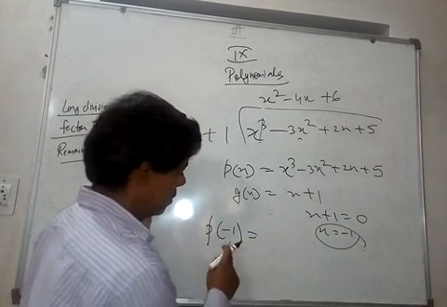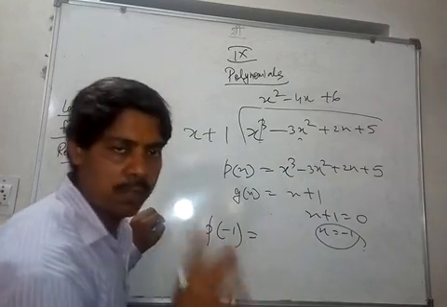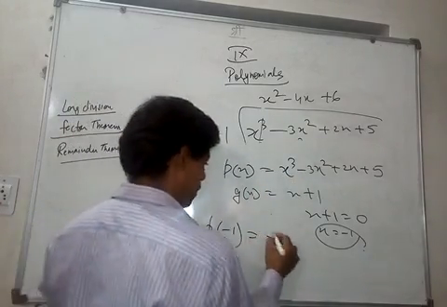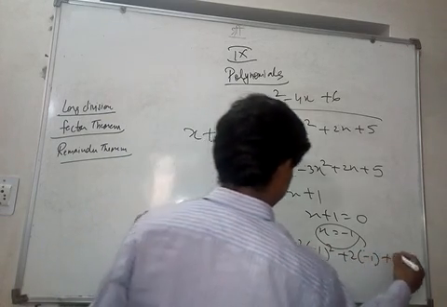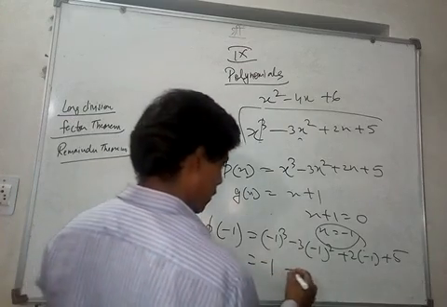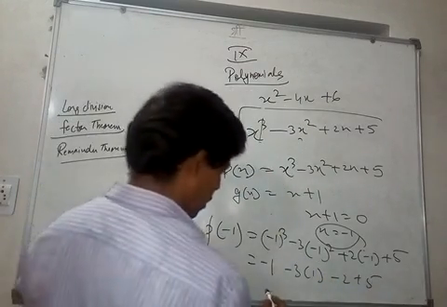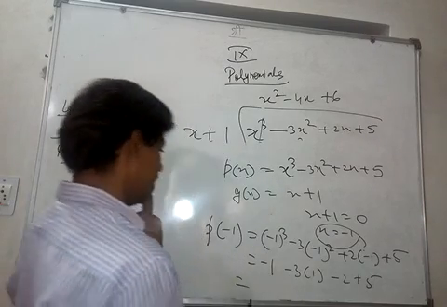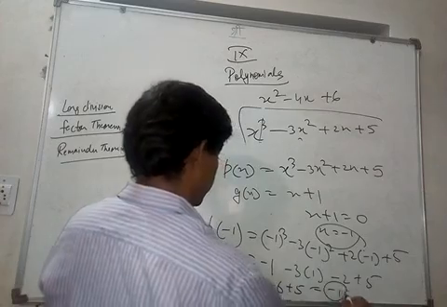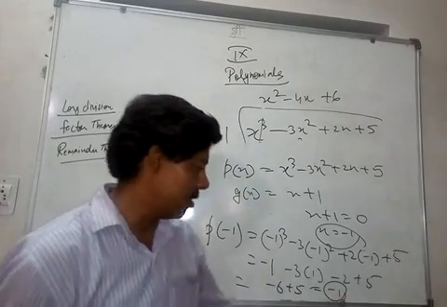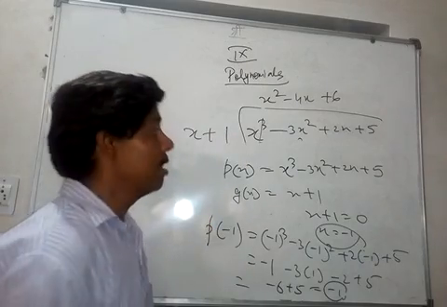Now what is p of minus 1? The value of the polynomial at minus 1. So in place of x you will write minus 1. So you will write minus 1 cube minus 3 into minus 1 square plus 2 into minus 1 plus 5. So you will get minus 1 minus 3 into 1 minus 2 plus 5. So you will get what? Minus 4 minus 6 minus 6 plus 5 is minus 1. So just now we have divided and we got the same remainder. This is using the remainder theorem, and that was using long division.